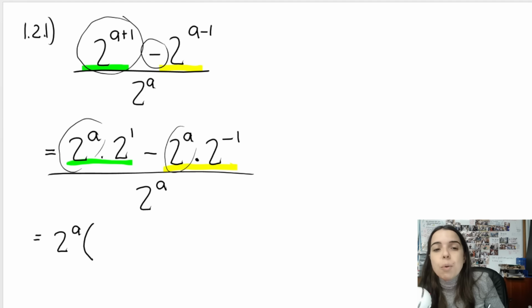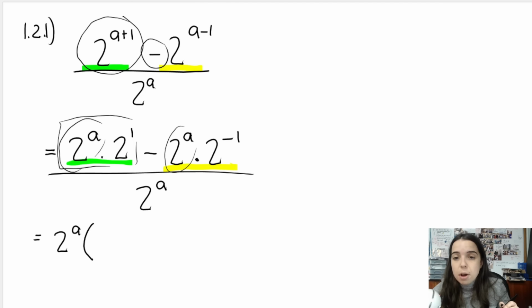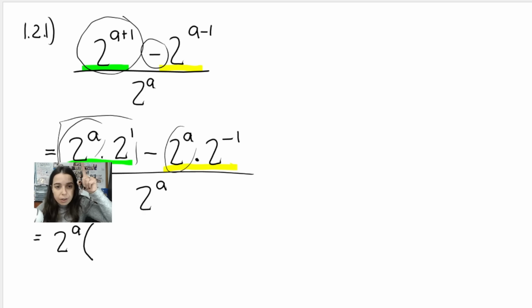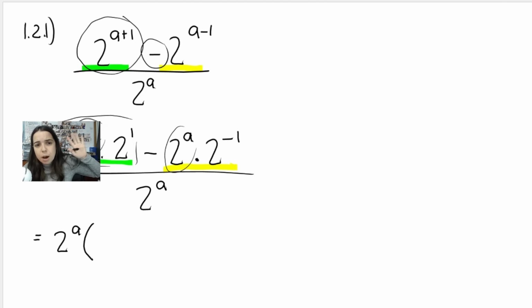What am I left over with from the green term? So if I divide the green term by 2 to the power of a, if I get rid of 2 to the power of a, I'm dividing the green term by 2 to the power of a. Basically, 2 to the power of a is gone. What am I left with? 2 to the power of 1. Okay, so we write that there, 2 to the power of 1.